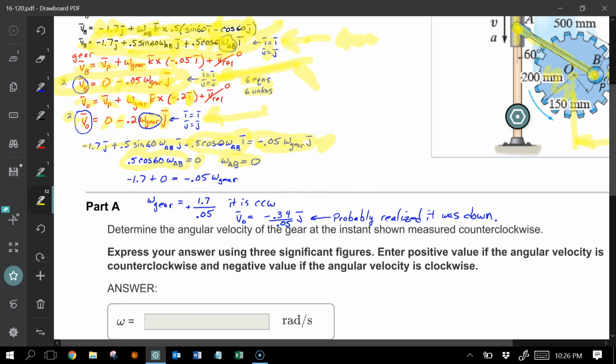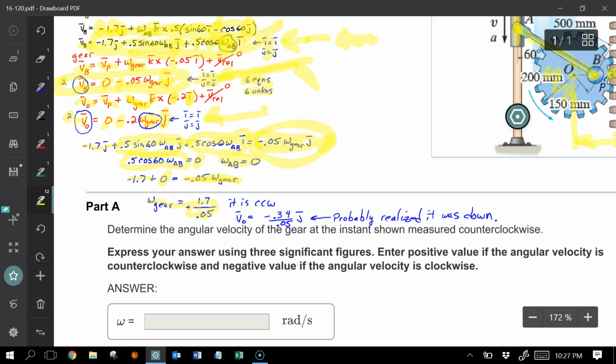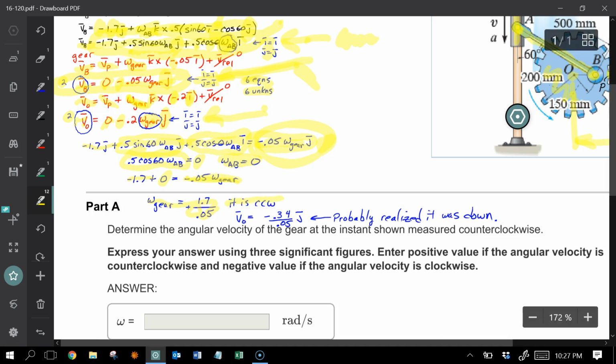And then you take the j's on the left-hand side, negative 1.7. And then, because omega AB is equal to 0, 0.5 sine 60 times omega is 0. And on the right-hand side, you end up with a negative 0.05 omega gear. So that's j equals j. And so here you can solve for omega of the gear. So omega of the gear is a positive 1.7 over 0.05. The positive says, yep, I was right when I guessed the direction. I always guess it's in the positive k direction, so therefore I'm right. It's actually counterclockwise.